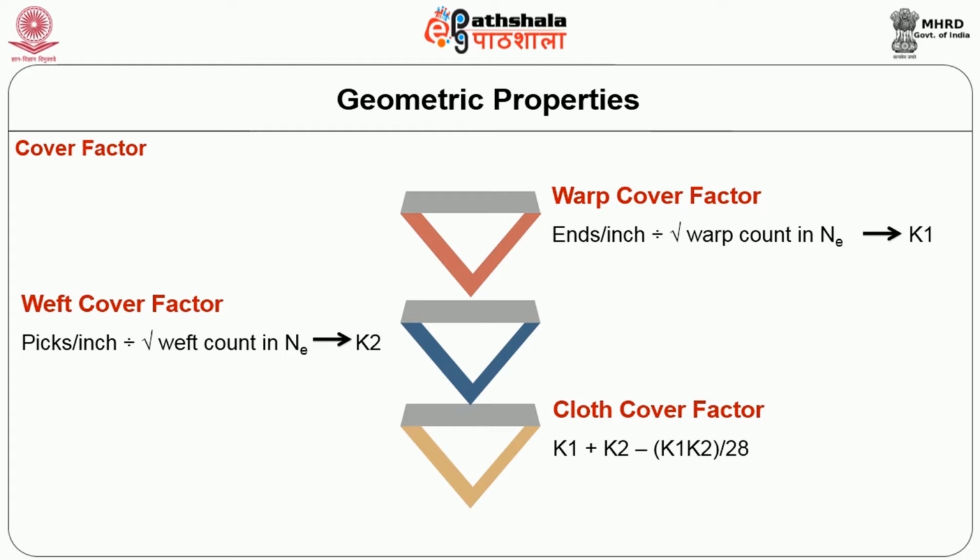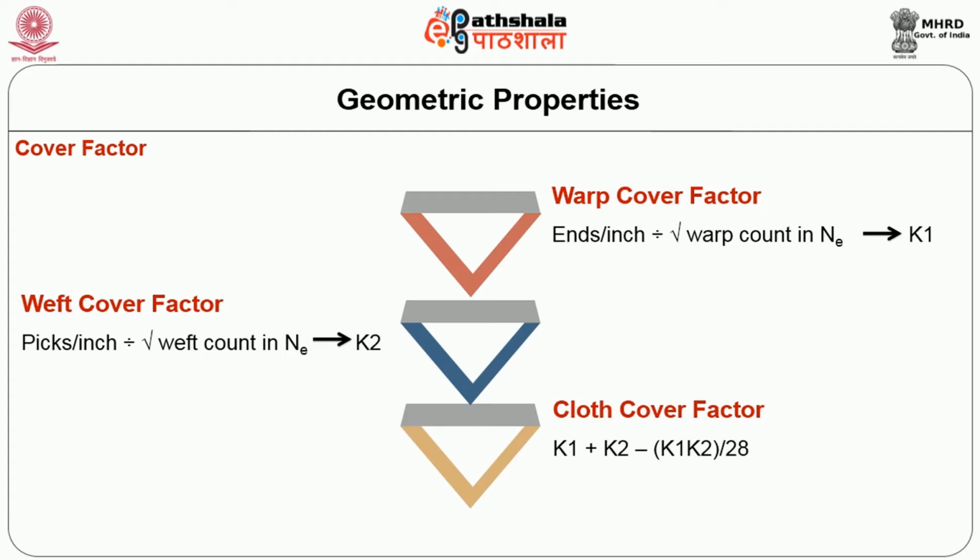We have to use the formula. The warp cover factor will be ends per inch divided by root of warp count in English system, which we can denote as K1. The weft cover factor will be picks per inch divided by root of weft count in English system, which will be denoted as K2. Now we will have two values: K1, which denotes the warp cover factor, and K2, which denotes the weft cover factor. So the cover factor of the cloth will be K1 plus K2 minus K1 K2 divided by 28.